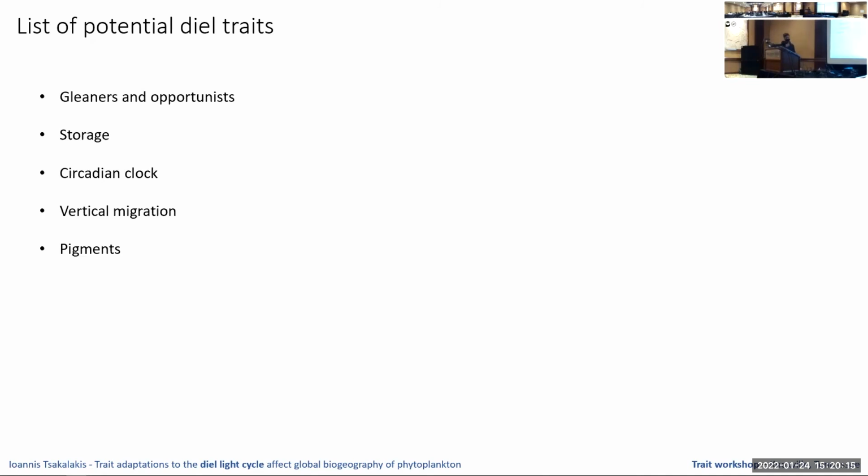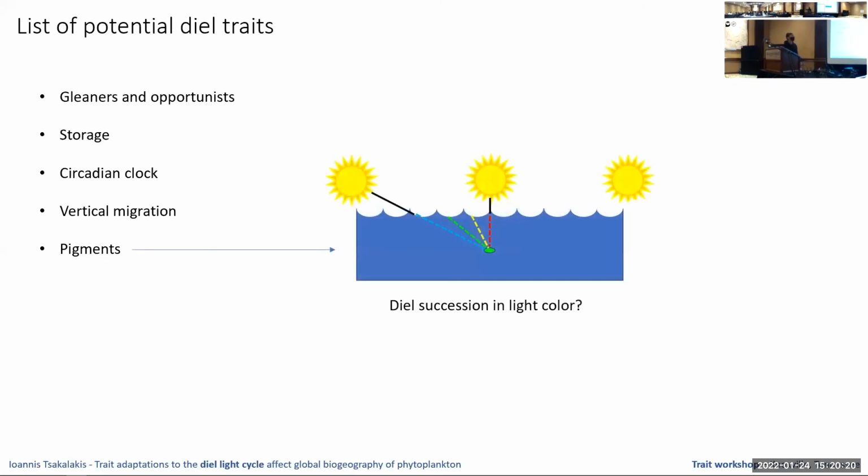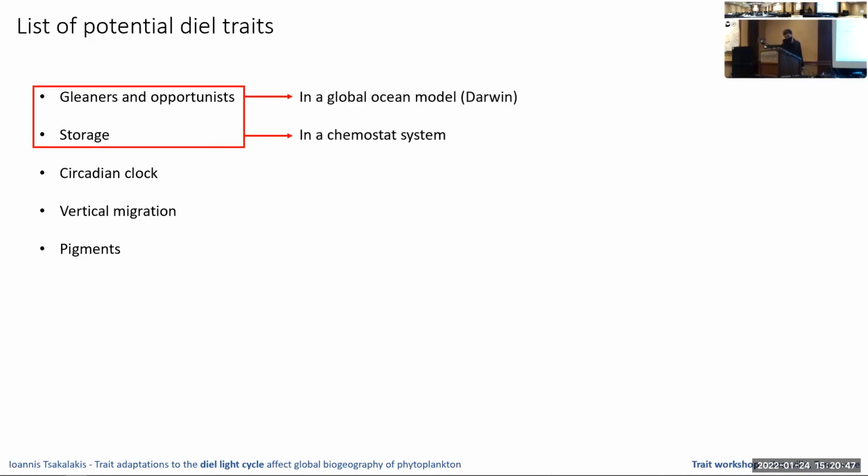And also pigment diversity in phytoplankton might be important during the diel time course, because we probably have something like this diel succession of light colors, because the time that a light beam travels inside the water changes its color. So a phytoplankton community living here probably experiences a diel succession of light colors. So all these traits might motivate us to include diel cycles in models.